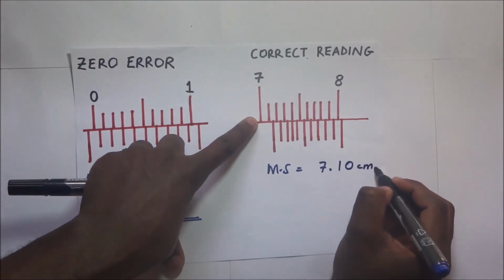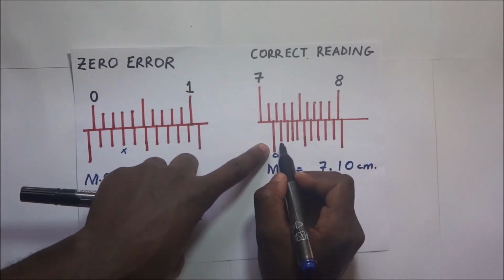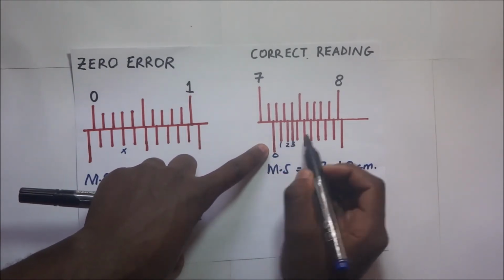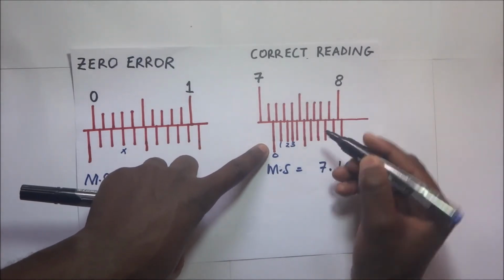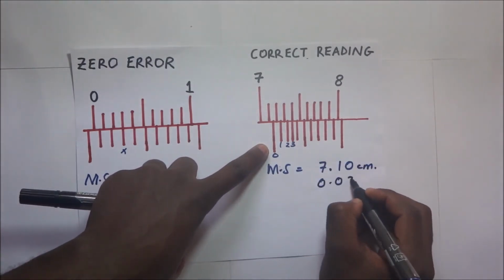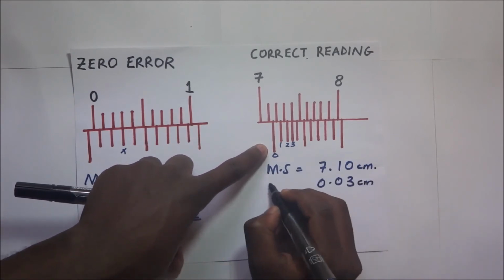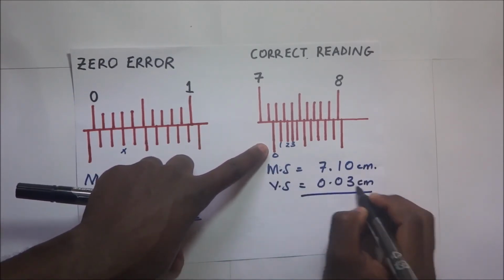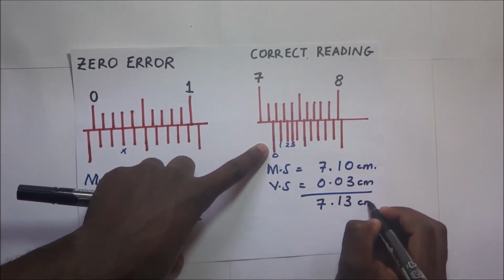7.10 centimeters. Then the vernier scale reading is going to be 0, 1, 2, 3. It's the third line that is coinciding with the line in the main scale. So it's going to be 0.03. We get that 3 and multiply it by 0.01. That's the vernier scale reading. And when we add the 2, it becomes 7.13 centimeters.